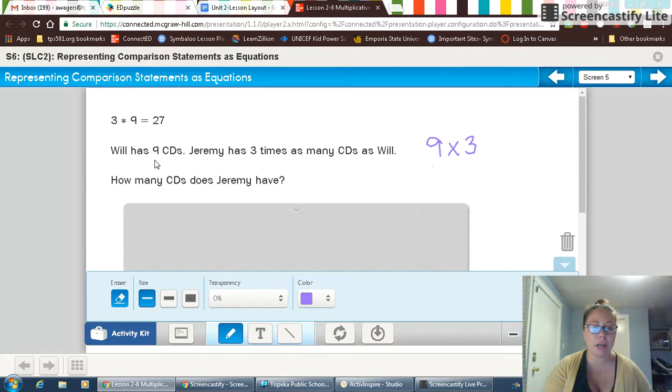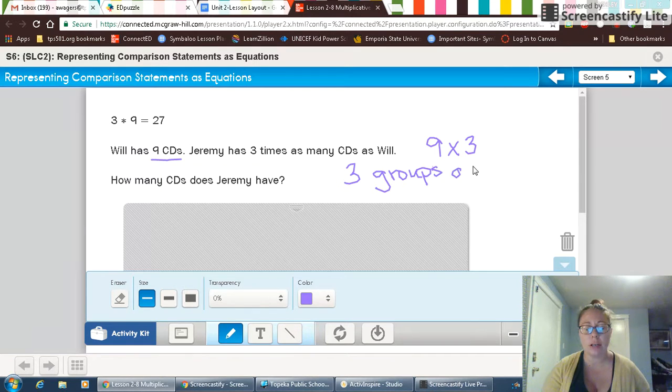Okay, because our groups are of 9 CDs. Jeremy has 3, so that would be 3 groups of 9 because he has 3 times as many CDs as Will. Will has 9. Jeremy has 3 times as many. So I could write 9 times 3 or reverse it because multiplication, the order doesn't matter. 3 times 9 would actually be the appropriate number sentence to write this out.